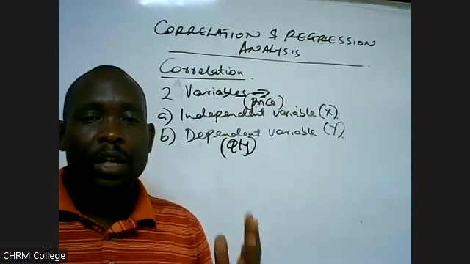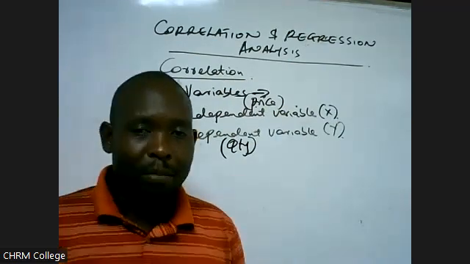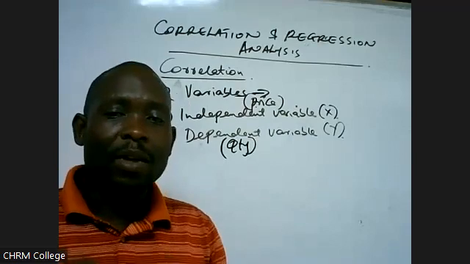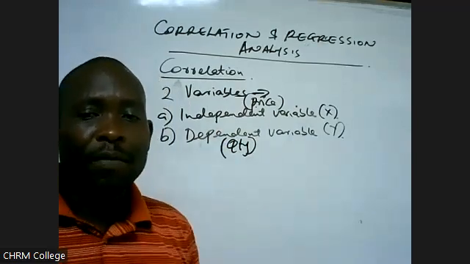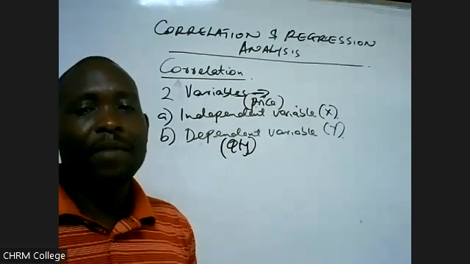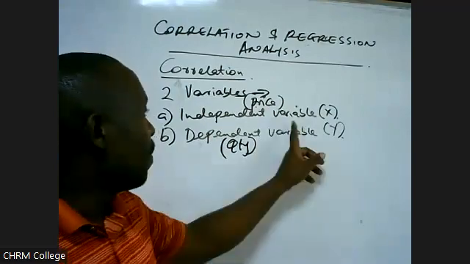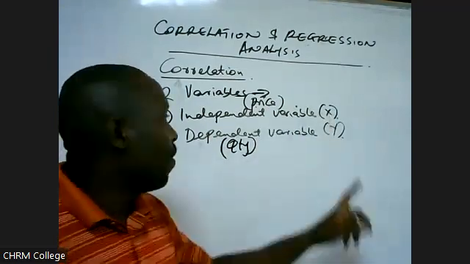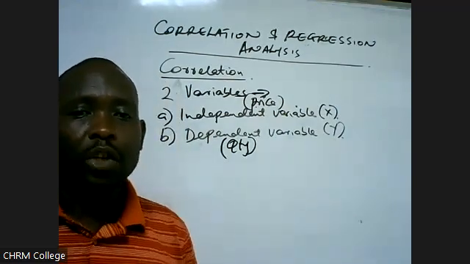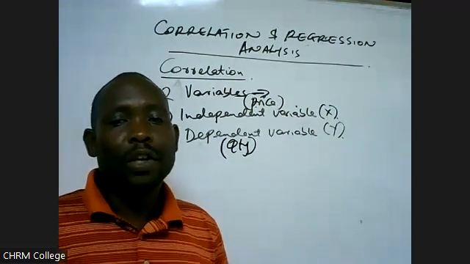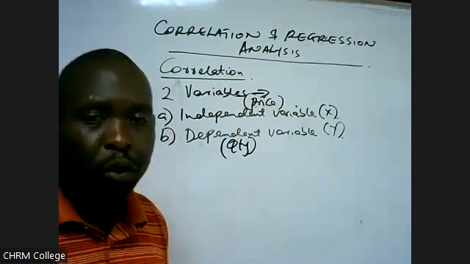So correlation is the measure of interdependence or interrelationship between two variables. One of those variables, the one that we are adjusting, is the one we call independent. The one that will be affected by the adjustment of the independent variable is the dependent variable. For our computations, the independent variable will be denoted by X, and the dependent variable will be denoted by Y. As far as correlation is concerned, we have got two types of correlation.